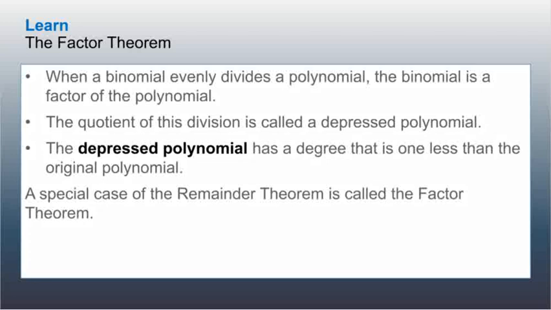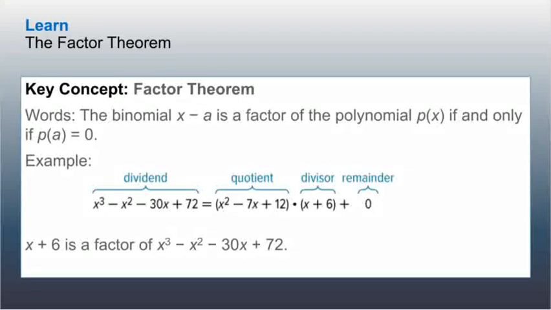We looked at that briefly when we did synthetic division. A special case of the remainder theorem is called the factor theorem. The factor theorem says the binomial x minus a is a factor of the polynomial p of x if and only if p of a is equal to 0, which just means if you have a remainder of 0, then that is a factor.